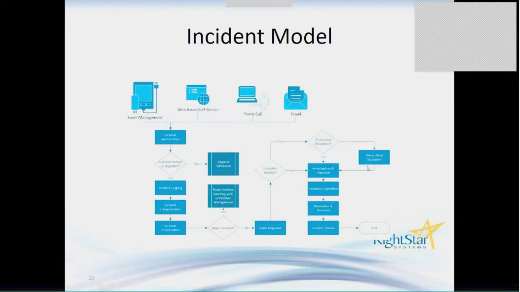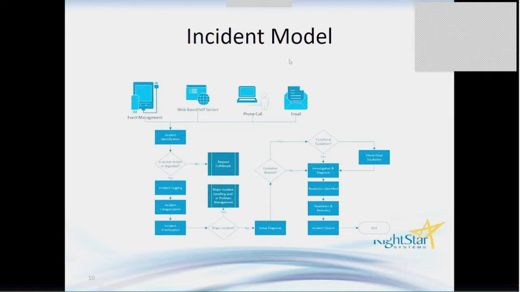Here's an example of an incident model, again, just to draw on IT service management good practices. We have this process that we're expected to follow for resolving incidents. And again, from an Agile standpoint, we want to look at how we can best streamline and integrate these processes.